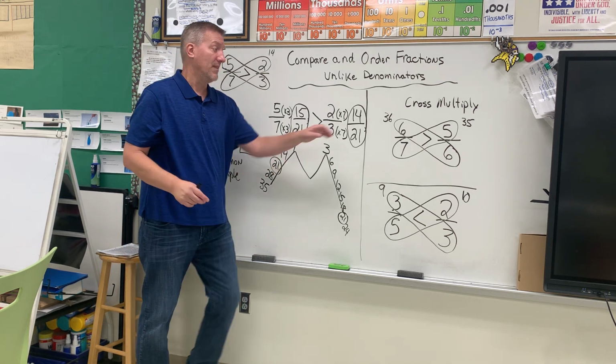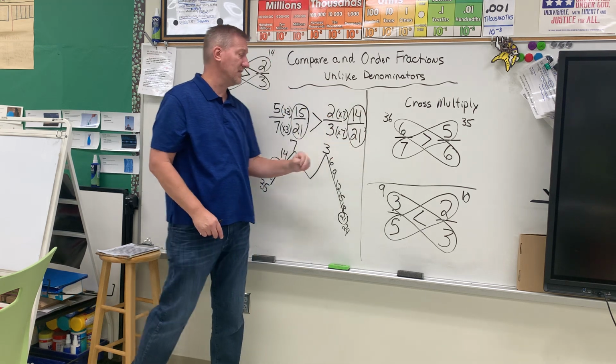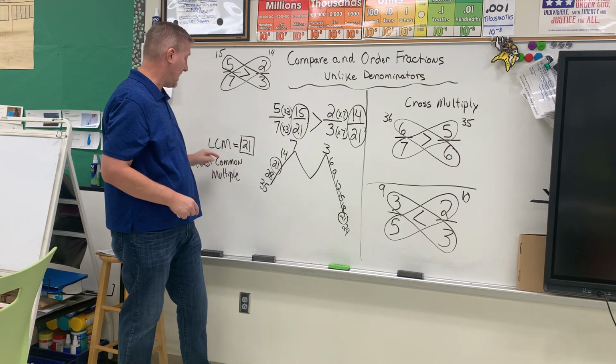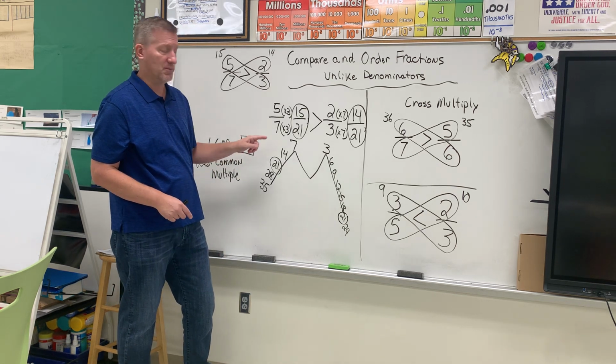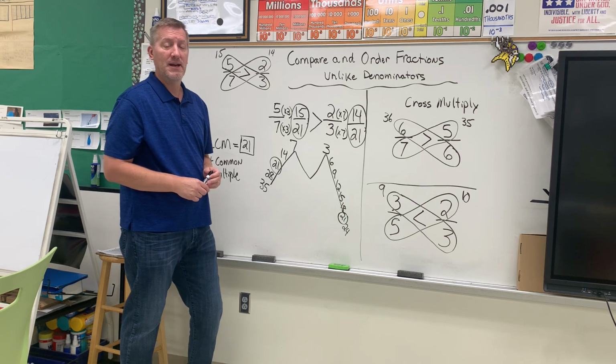So the cross multiplying way will work just for 2 fractions, but when you get more than 2 fractions, then you're going to have to use the least common multiple method and find a common denominator.